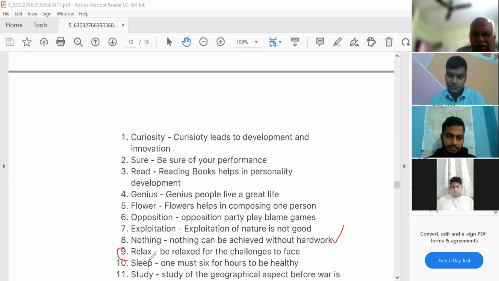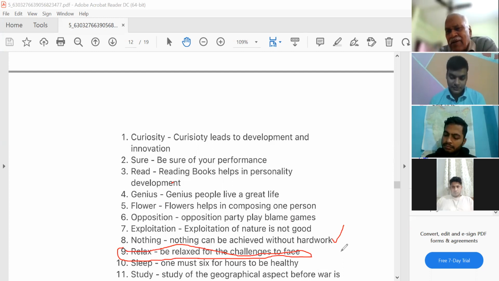Be relaxed for the challenges to face. You are never relaxed. In the very first story, you are not relaxed, you are anxious. It confirms the first story, confirmation comes here. The WAT is the confirmation of the story. Next. One must sleep for 6 hours to be healthy. Very good. So you are the person who would like to relax more rather than hard work. So now, is there any relation between these two?